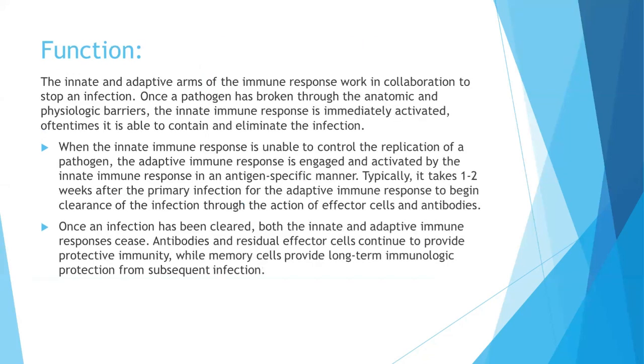The innate and adaptive arms of the immune response work in collaboration to stop an infection. Once a pathogen has broken through the anatomic and physiological barriers, the innate immune response is immediately activated. Oftentimes, it is able to contain and eliminate the infection. When the innate immune response is unable to control the replication of a pathogen, the adaptive immune response is engaged and activated by the innate immune response in an antigen-specific manner. Typically, it takes around 1 to 2 weeks after the primary infection for the adaptive immune response to begin clearance of the infection through the action of effector cells and antibodies.